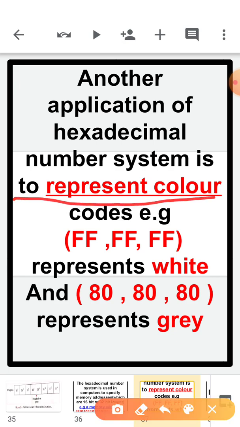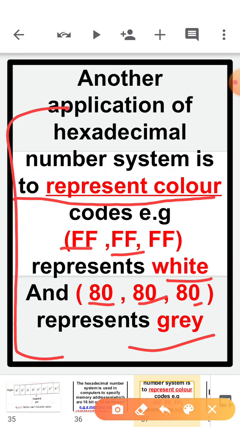Okay. Now let's see another application of hexadecimal. The hexadecimal number system is used to represent color. Now in computers, many times we use color codes. Like in HTML, if you have learned web designing in 10th standard, there we use color coding for the background, for the font, for anything where we want to change the color. So there we can use codes also, like FF represents white color, 80 can represent gray color. So in this way also we can use the hexadecimal number system.